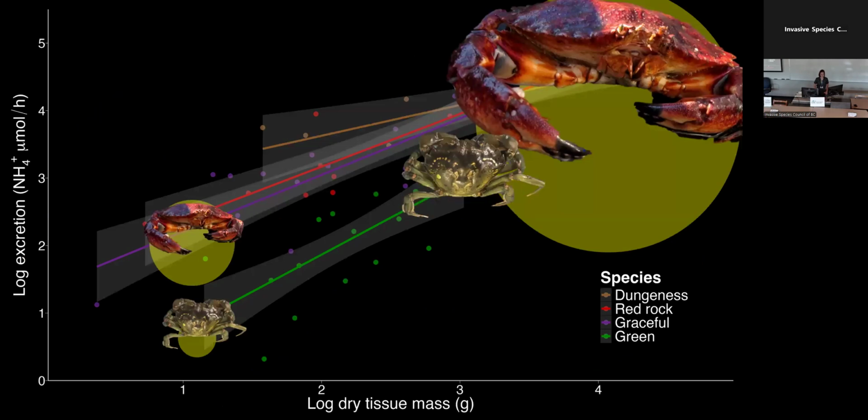Okay, yeah, so for this figure, the log dry tissue mass is essentially per gram of dry crab. So both per crab and also per gram, they're lower excretors.